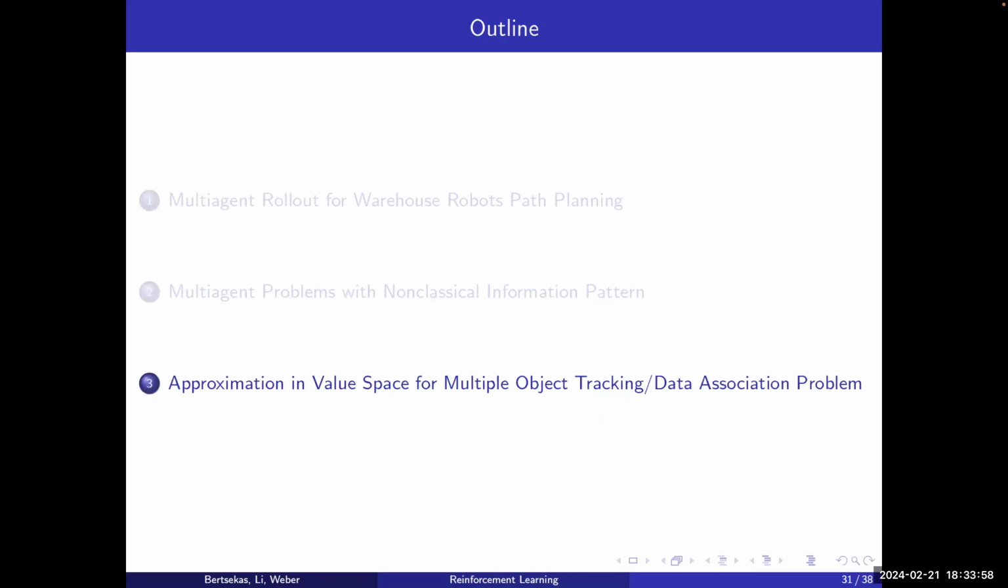All right, guys, let's jump into the last application, which is approximation in value space applied to multiple object tracking, also known as the data association problem. This is a wildly different problem than the previous two, but hopefully I will convince you that the methodology introduced in this course is equally relevant and equally effective.